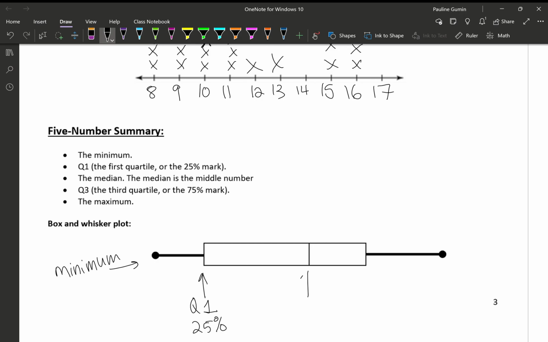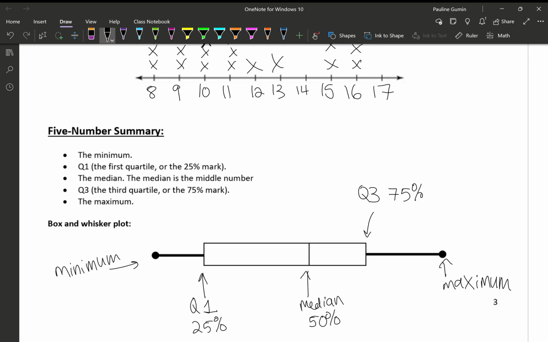Okay. Then we have this line. This is your median. It's the 50% mark. Sometimes it's called Q2. Now I know that the median doesn't look like it's actually in the middle, but that's okay. What we're looking at is where the median is in relationship to all the data. Next we have here Q3, which is the third quartile, and that's 75% of the data. And lastly, we have the maximum. That's the largest number in your data set.